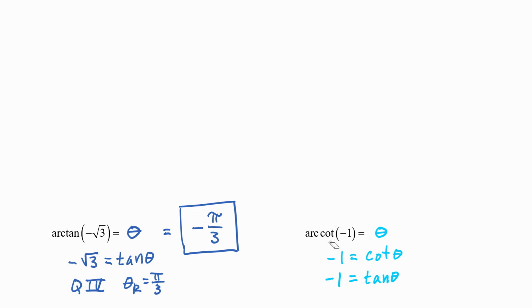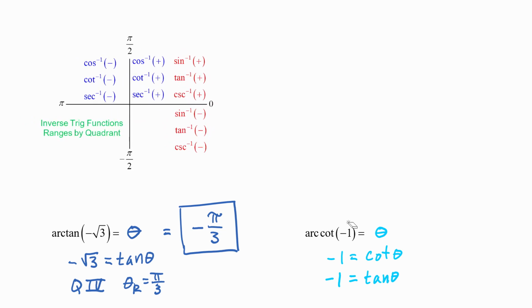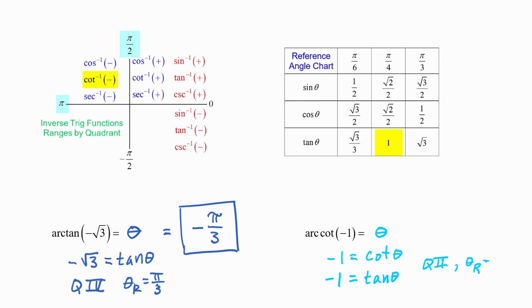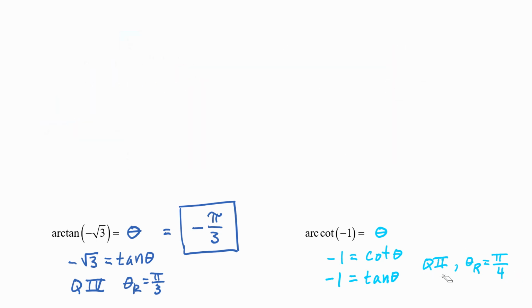Now the arc cotangent, or the inverse cotangent, of negative 1 means that that angle has to live in quadrant 2. Your answer is going to be between pi over 2 and pi. Using the special angle chart for reference angles, you see that the reference angle is pi over 4. So if you have a reference angle of pi over 4 in quadrant 2, you know that your angle is 3 pi over 4.